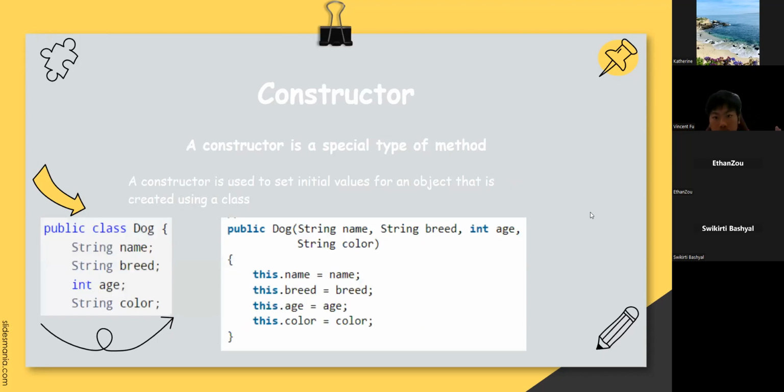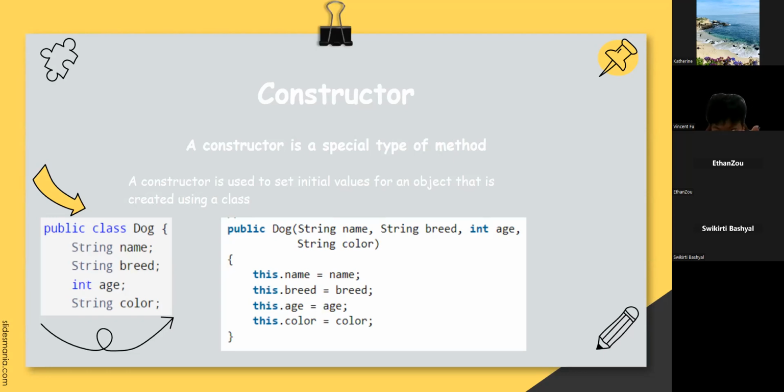So a constructor is actually a special type of method, and that's why it basically looks like one. The constructor is in the middle image, and it's usually the word public followed by the name of the class. And then the rest of it is like a method. You have your parameters and you have the things inside your method.